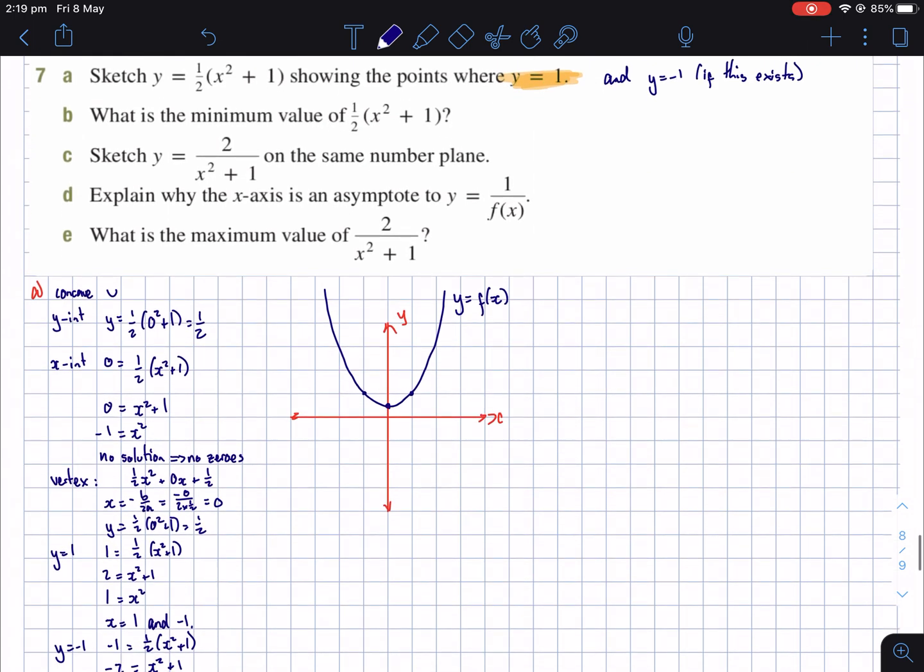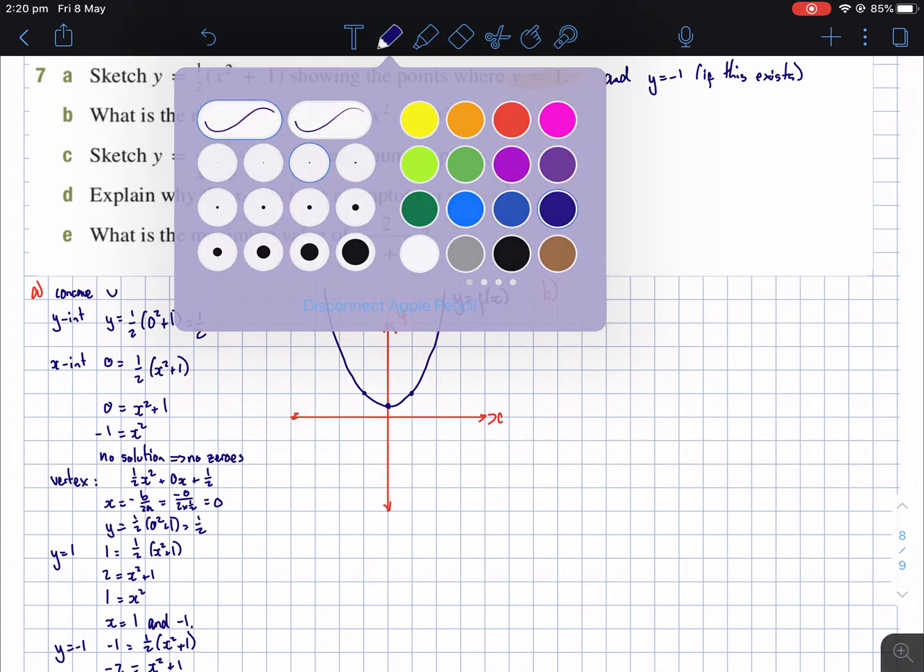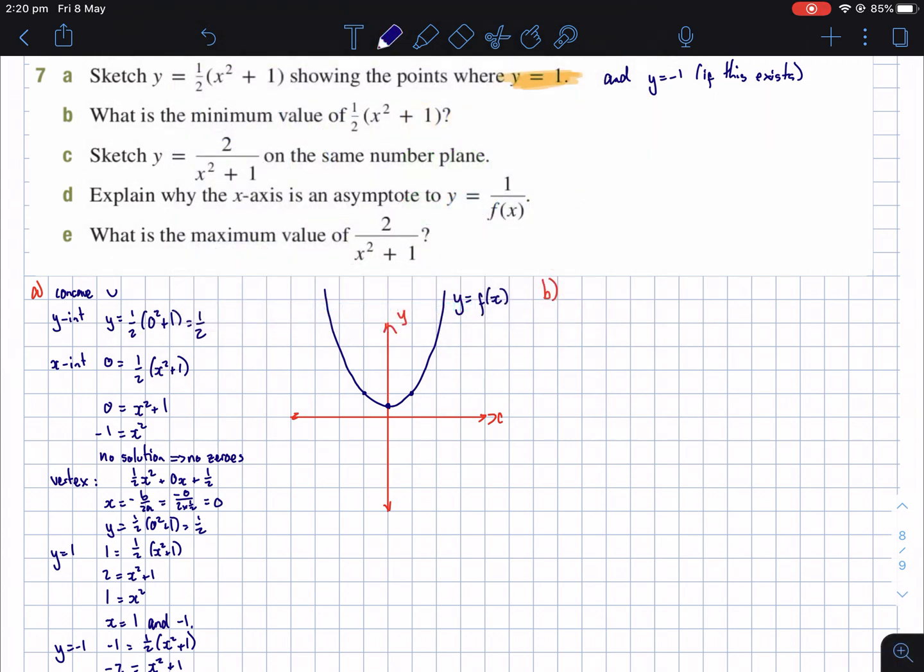What is the minimum value of that? Well, the minimum or the maximum is always going to be the vertex. It's always going to be where a quadratic turns, yeah? So the minimum value, so x equals 0, the minimum is at y equals a half.